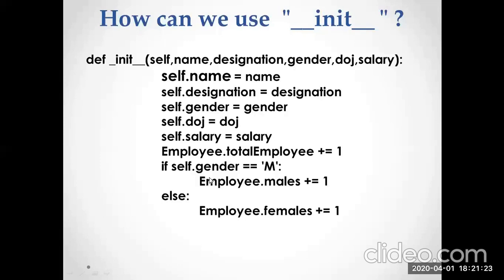And to keep track of the gender, as there are two genders, male and female, we are going to keep track of only these two genders. So in this init itself, we are going to check whether the gender is male or whether the gender is female. If the gender is found to be male, we are going to increment the male counter, and else if it is found to be female, then we are going to increment the female counter.